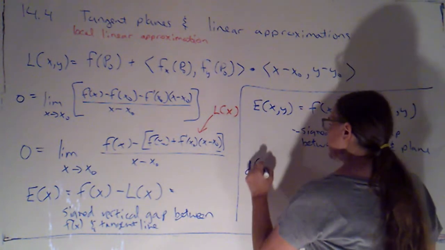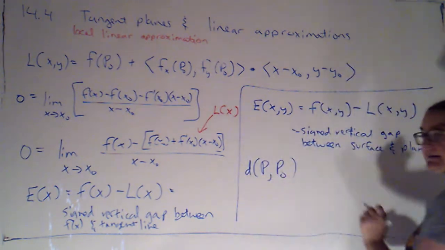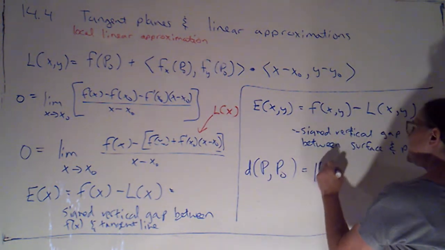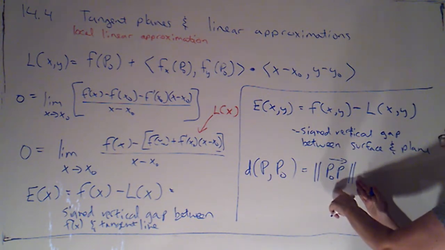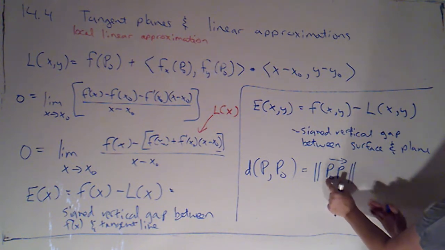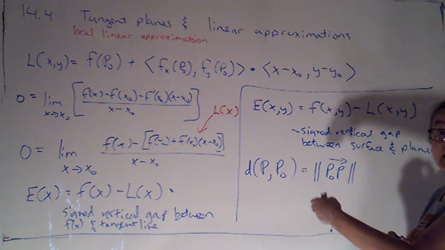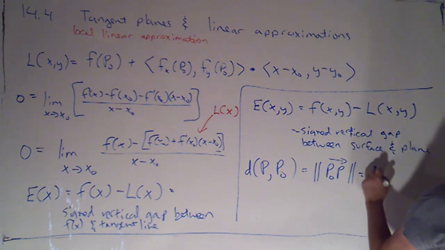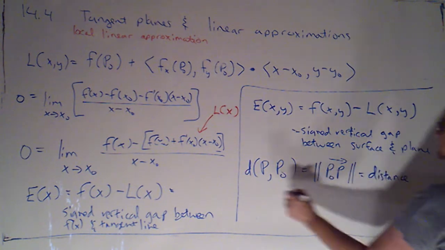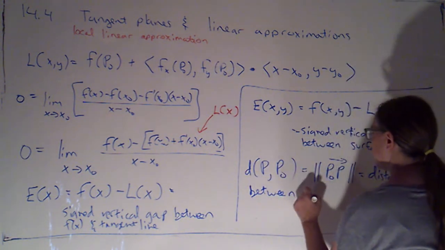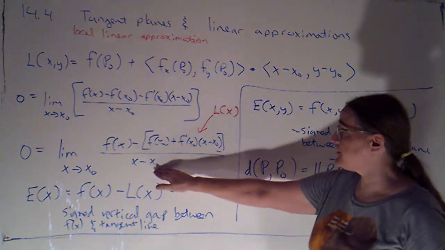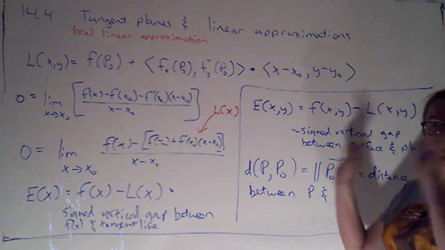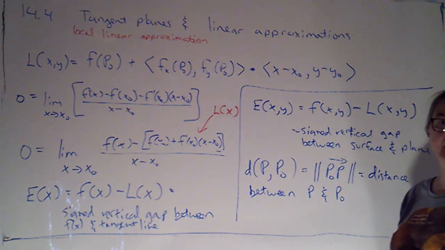I've used this notation before, the distance between P and P naught, which is equivalent to the magnitude of the vector that would have P naught and P as endpoints. It doesn't matter what the direction of this vector is, so I could go from P naught to P, or from P to P naught if I preferred. This is just the distance between P and P naught. So it's not a perfect generalization of this because this is signed distance. We drop the whole signed thing and just talk about distance between our input points.